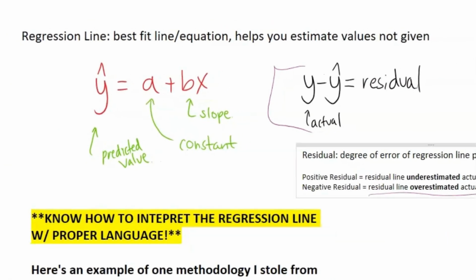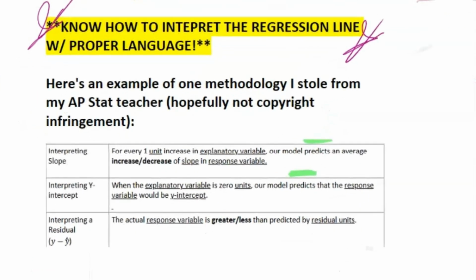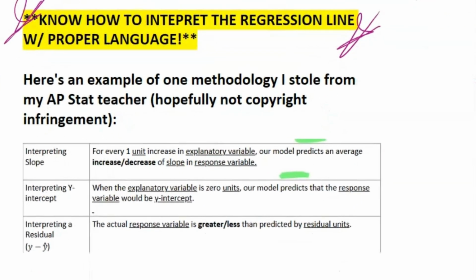All right, so the important thing with regression lines is that, yes, you are going to be calculating and extrapolating some values, but I would say the big part is interpreting the regression line with proper language. This is super important. It's probably what's going to be tested on the AP, maybe on your midterm. So here's an example. I just stole this methodology off my AP Stat teacher, so hopefully it's not copyright infringement, but it shows you one way you could use language to interpret the slope, the y-intercept, and the residuals, talking about stuff like the explanatory variable, that's just the independent variable, and your response variable, your dependent variable, and using that specific and really correct language.